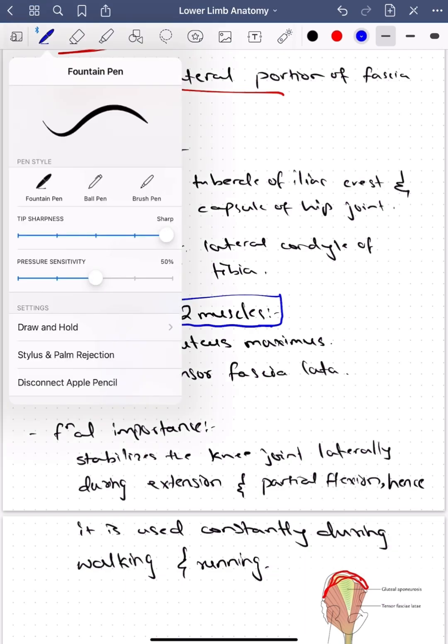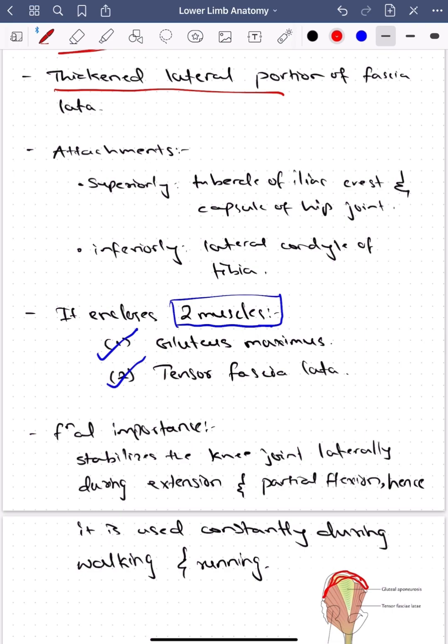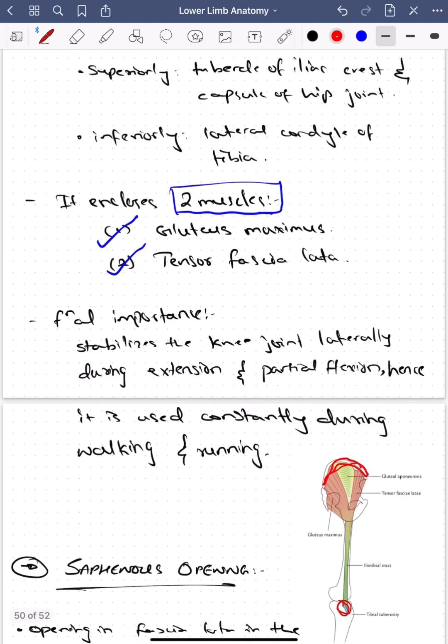Now in your answers, apart from this, we have to include applied anatomy. You have to write the heading applied anatomy and give a few points, and there we can say the functional importance of the iliotibial tract, which is to stabilize the knee joint laterally. It is present on the lateral side and hence provides extra stability to the knee joint during extension and partial flexion. So it is constantly used during running and walking. So this is basically about the iliotibial tract.